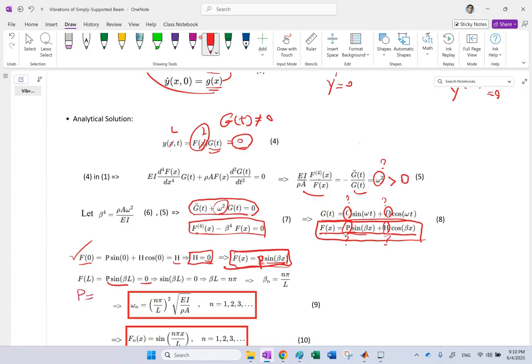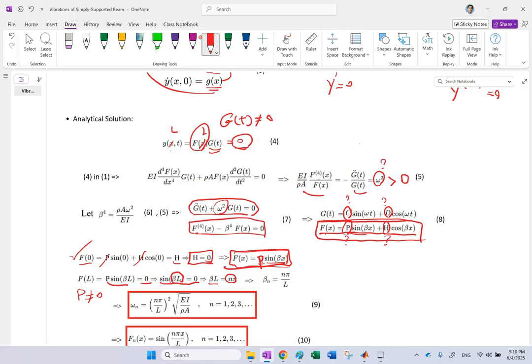Why not? Because if P is 0, then H is also 0, which means the whole F is 0. And when F is 0, the whole Y is 0 all the time, which is again the trivial solution. P cannot be 0, so that means sine of beta L is 0. That means beta L should be an integer multiple of pi, where n is an integer number.